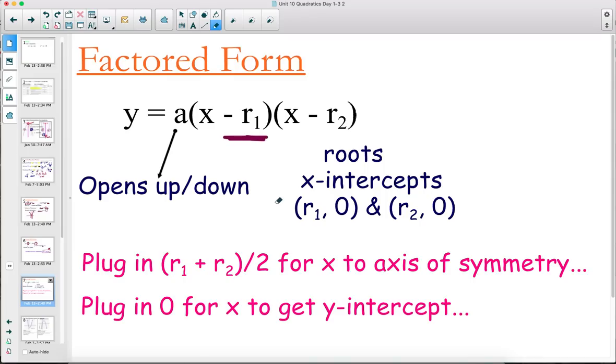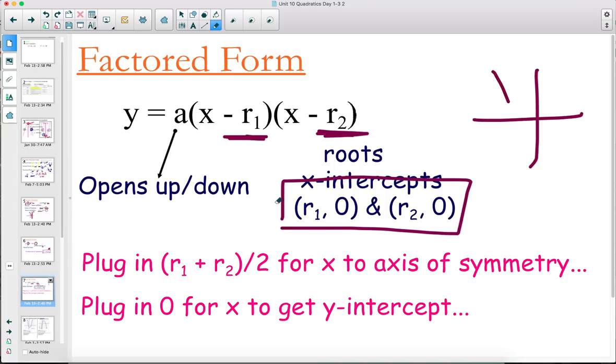And then lastly, we're going to dive a little deeper into factored form. Factored form gives us the roots. The reason we were doing all of that factoring is so that we could find the x-intercepts. And again, just a reminder pictorially, the x-intercepts are the points where it crosses the x-axis.